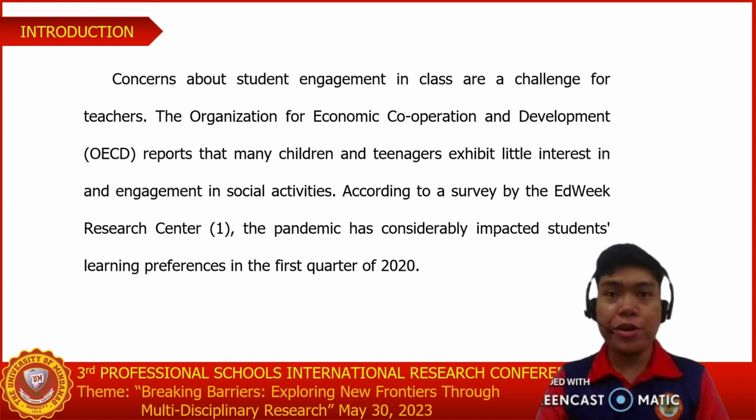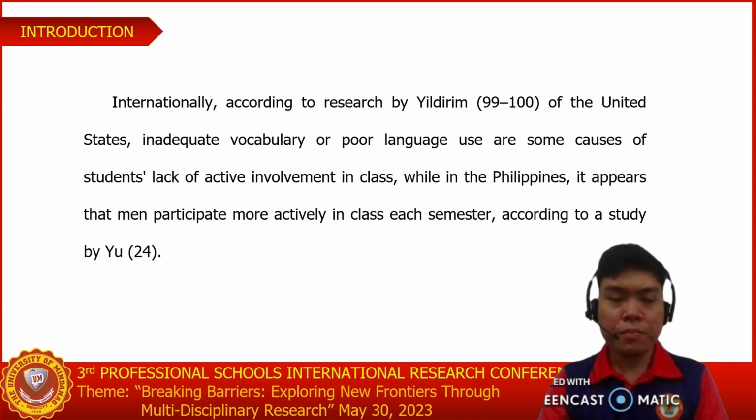The Organization for Economic Cooperation and Development reports that many children and teenagers exhibit little interest and engagement in social activities. According to a survey by the Edwick Research Center, the pandemic has considerably impacted students' learning preferences in the first quarter of 2020. Internationally, according to research by Yildirim of the United States, inadequate vocabulary or poor language use are some causes of students' lack of active involvement in class.